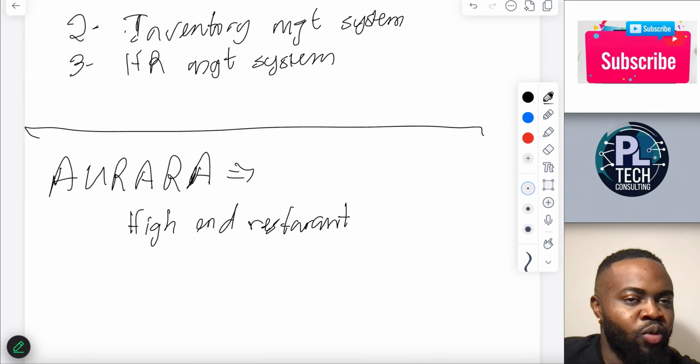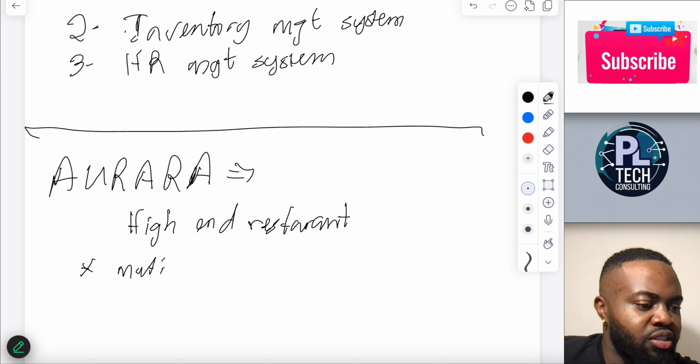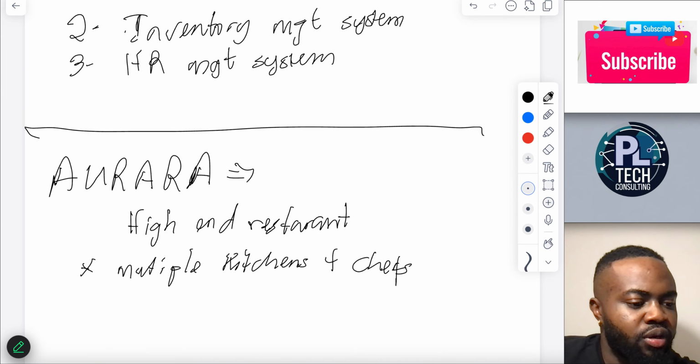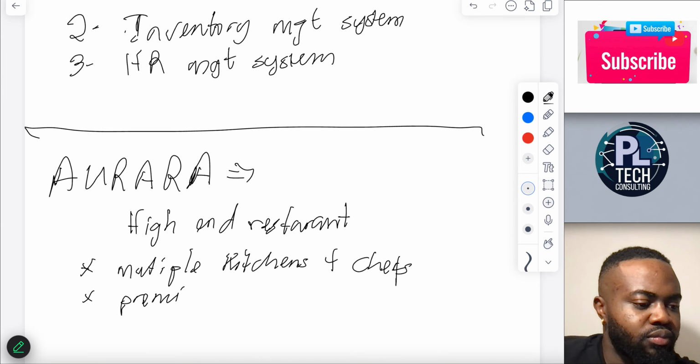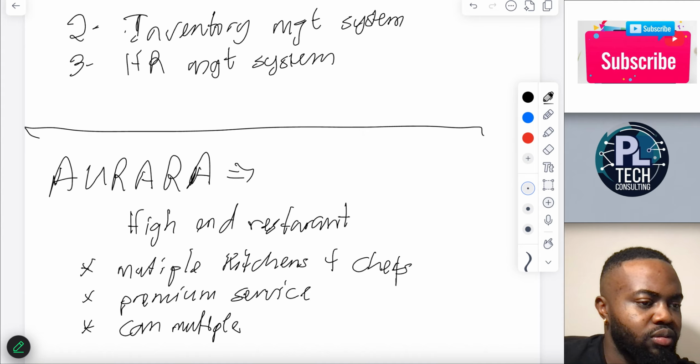What I would consider characteristics of such a restaurant would be multiple kitchens plus chefs, premium service, can serve multiple locations at once, and if one location has an issue, we can always make up for it.